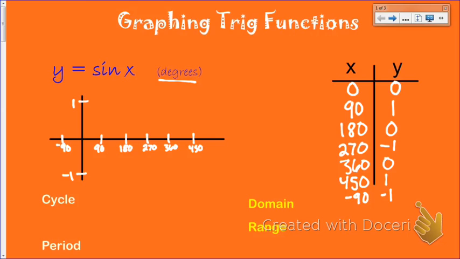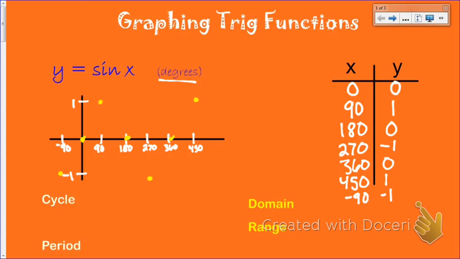And then I'm just going to plot those points that I have right there. So the first one, negative 90 is at negative 1, 0 is 0, 90 is 1, 180 is 0, 270 is negative 1, 360 is 0, and 450 is 1. So you guys can kind of start to see a pattern here. I'm going from low to middle to high, and then back down again.